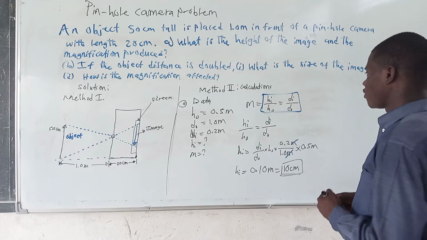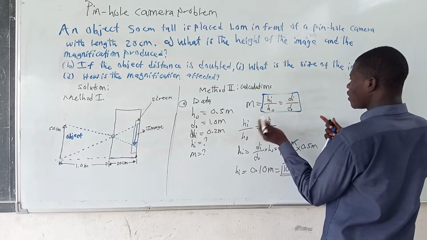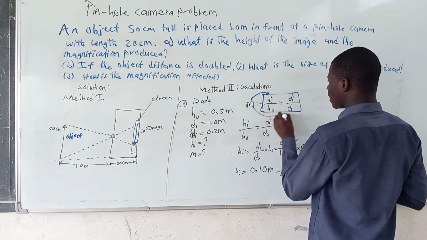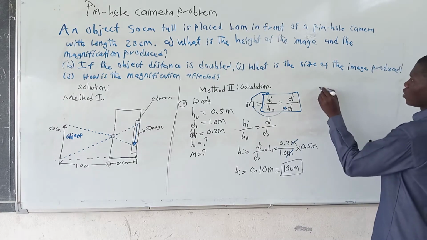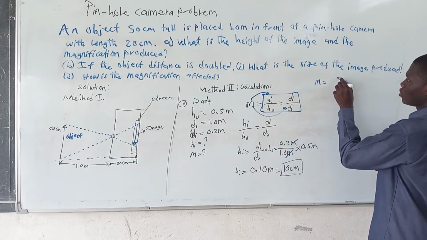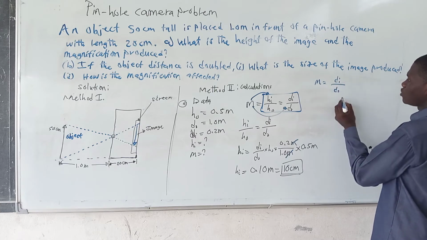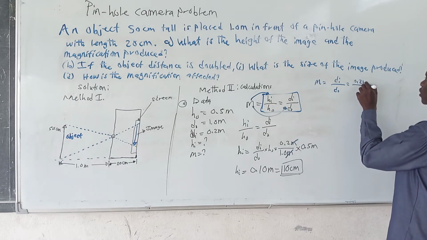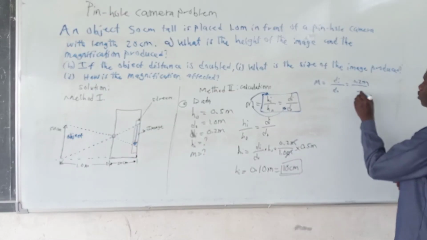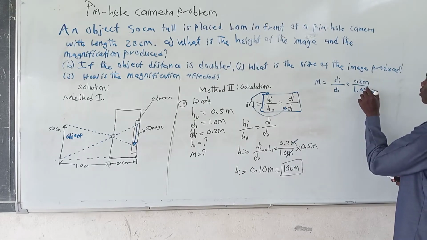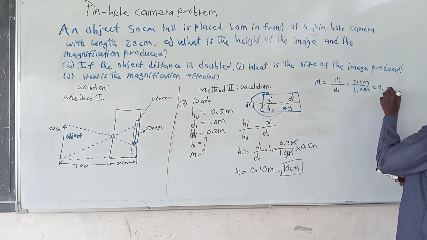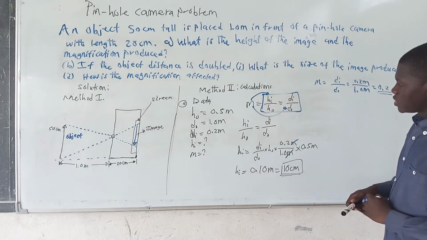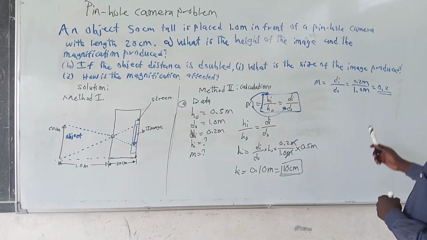Now, they want to find the magnification. So once you have HI, we can use another formula. We can relate M to this, or to this, and we get the same answer. So M is equal to DI over DO. DI is 0.2 meter, DO is 1.0 meter. That will be equal to 0.2. So the magnification of this particular object is 0.2.